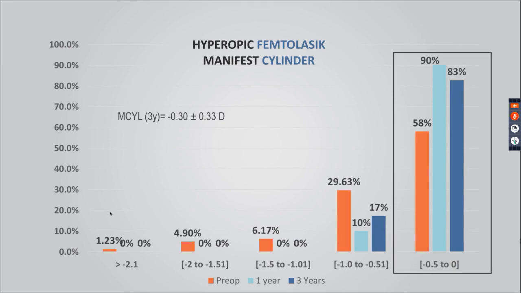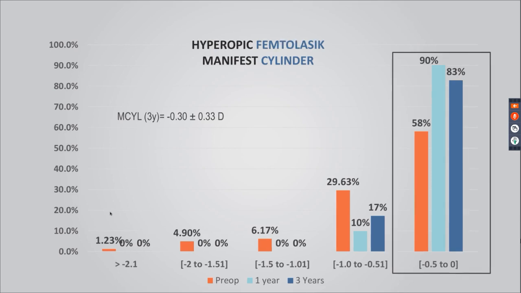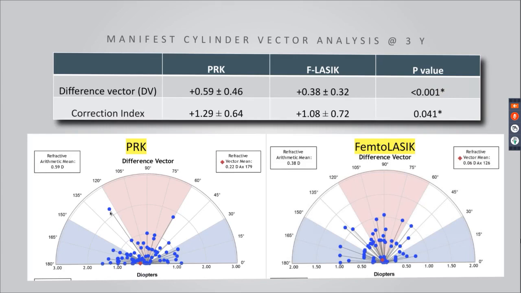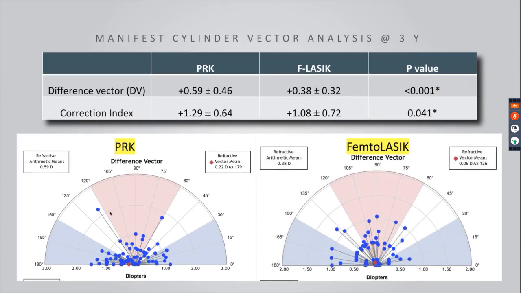So less scatter in terms of spherical equivalence and in terms of cylinder. And that's important. Now, if we look at vector analysis, we see that the difference vector and the correction index were better in femtoLASIK. Actually, the correction index was high in PRK, as if it's over-correcting.